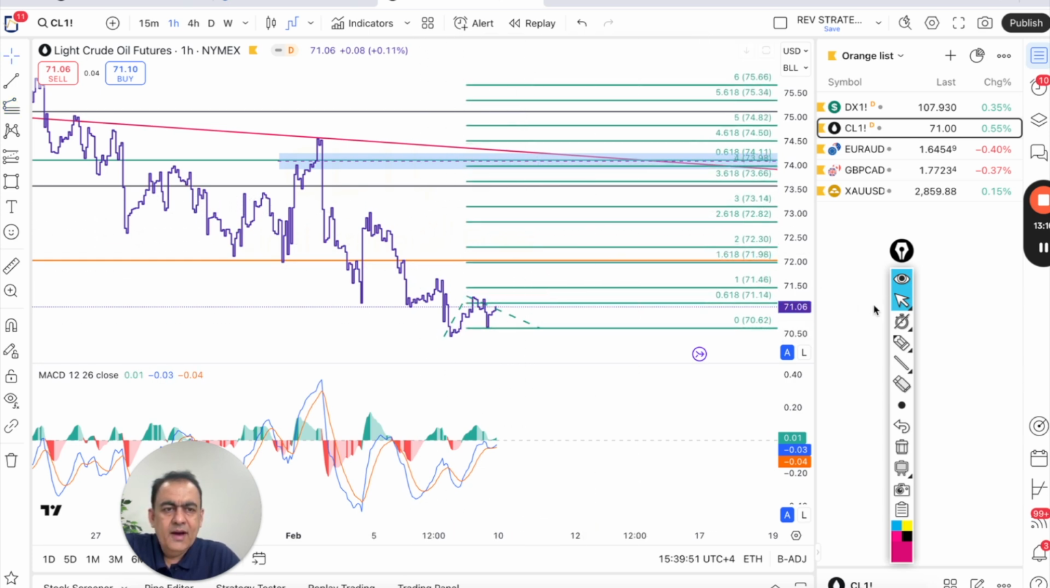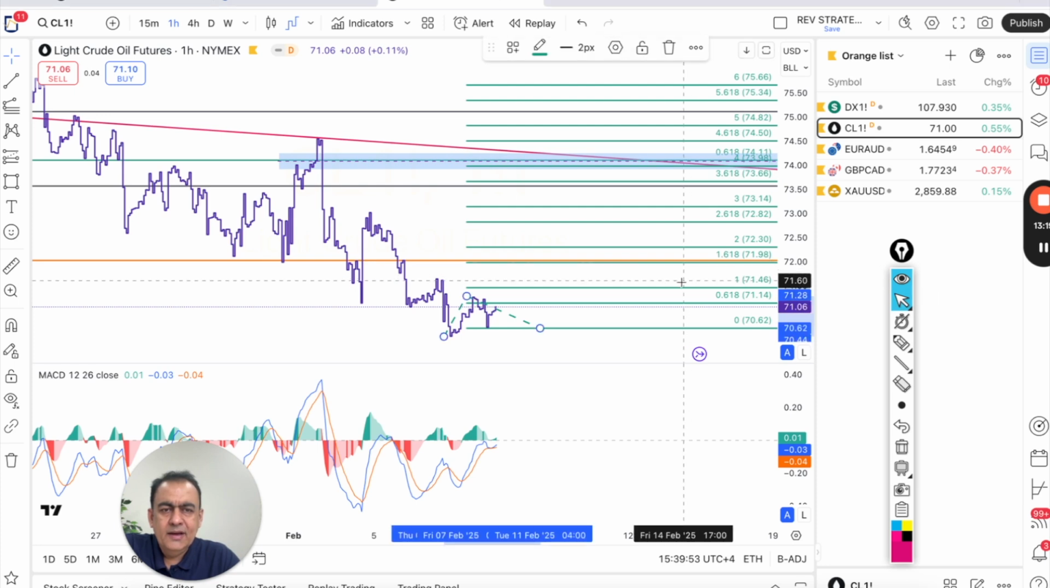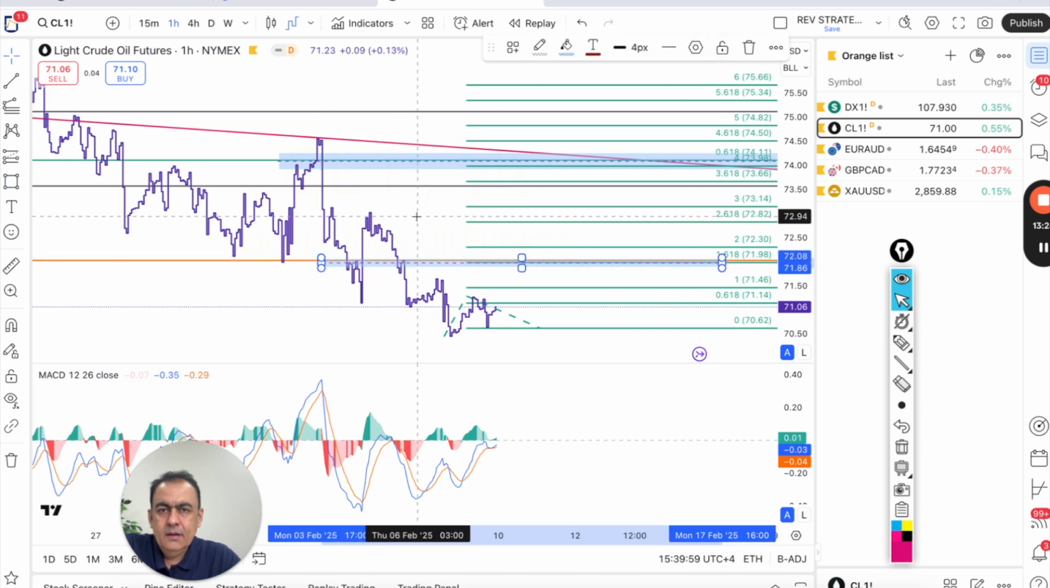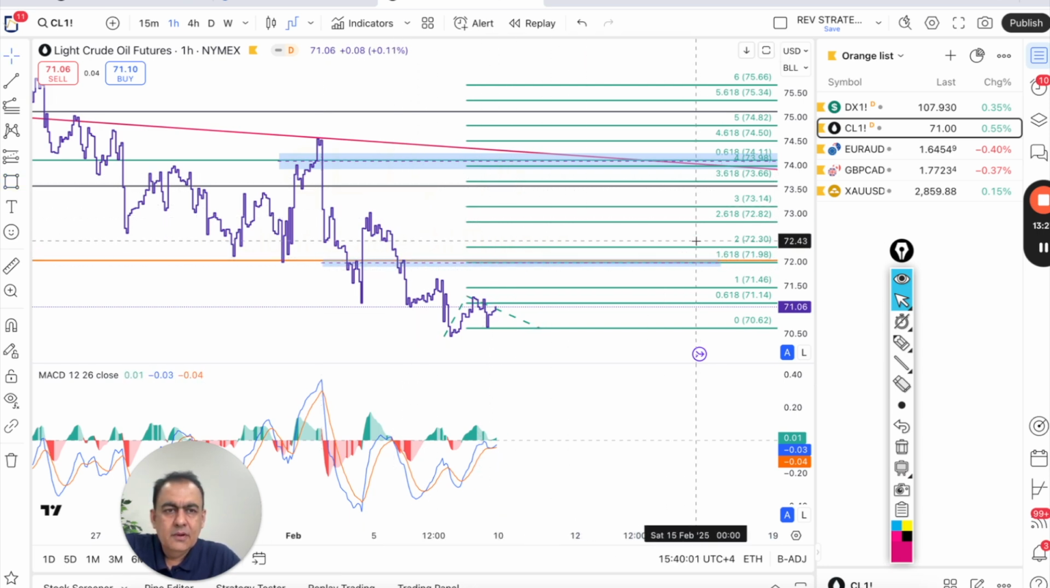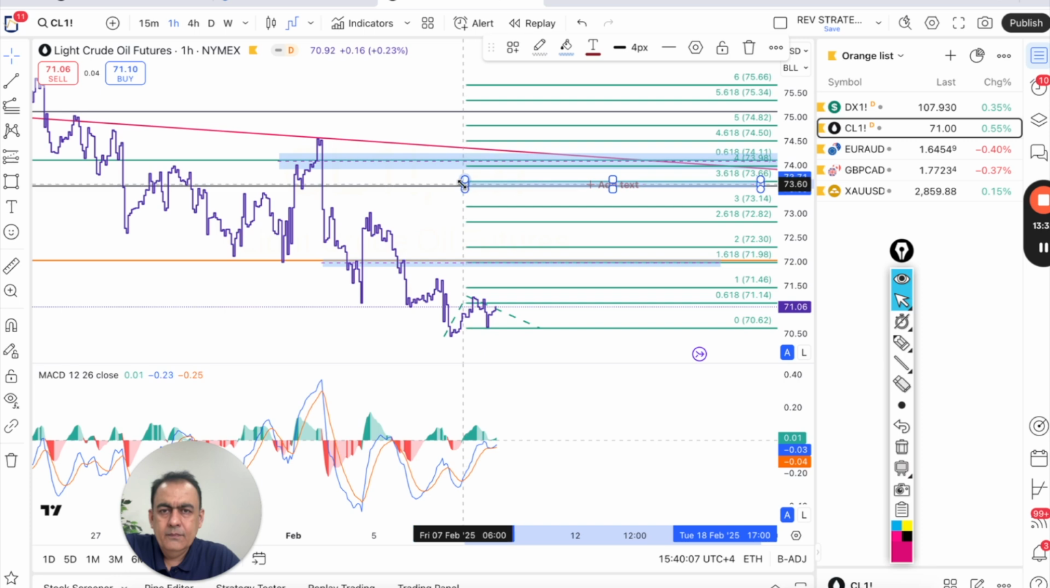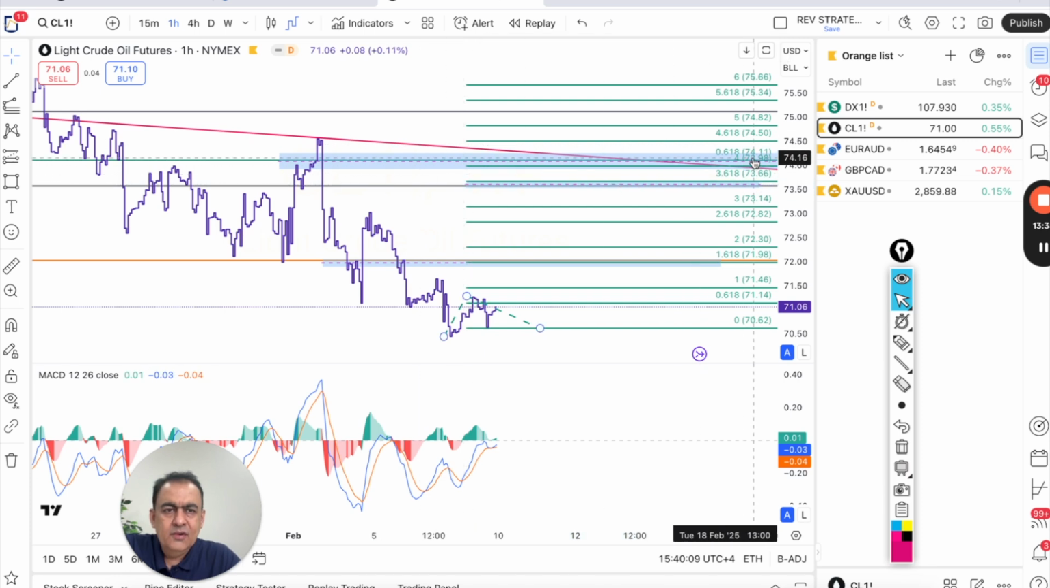So the first magnet comes at 71.98. This is a strong area. And the second magnet comes around 73.66. And the next one is around 73.98 to 74.